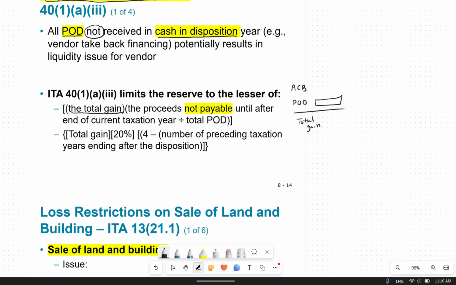The proceeds that we're supposed to get, we are not receiving now. If we're not receiving that, we're allowed to do the reserve. So the reserve is the lesser of these two numbers. Whichever is the lesser of these two numbers will be treated as a reserve.